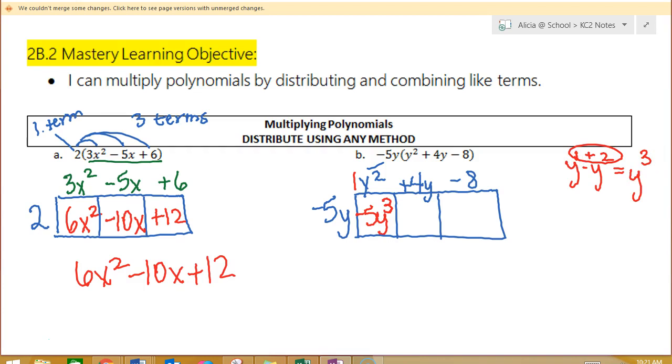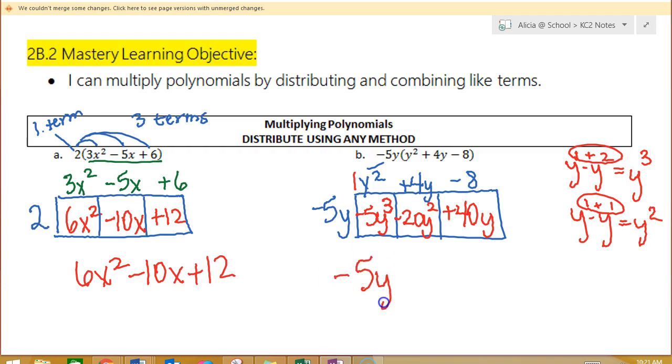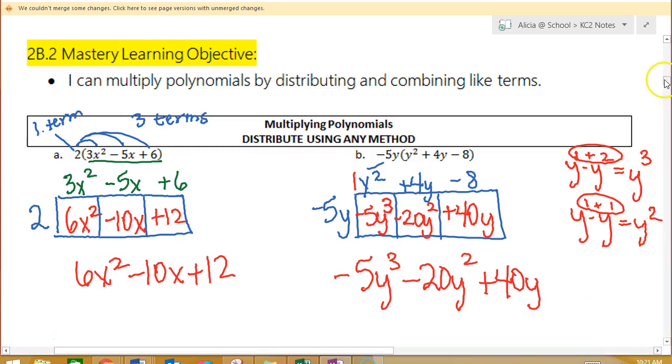All right, next term, negative 5y times that positive 4y. So negative 5 times a positive 4 is a negative 20. Y times y is going to be y squared. You need to show that again, right? Y times y, they each have a power of 1. I'm going to add those exponents to give you y squared. Last one, negative 5y times negative 8. Negative 5 times a negative 8 is a positive 40. Can't forget to have that y attached though, because it was a negative 5y. So final answer, negative 5y cubed minus 20y squared plus 40y. In order from highest degree, with no other like terms, so we can go ahead and move on.